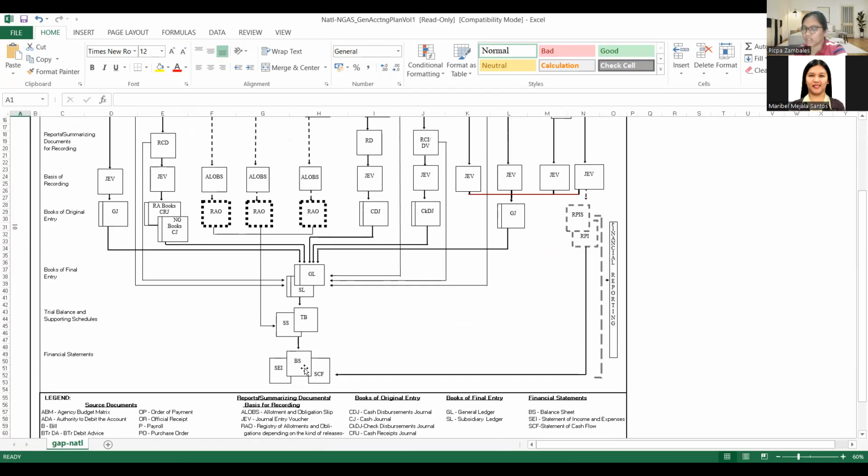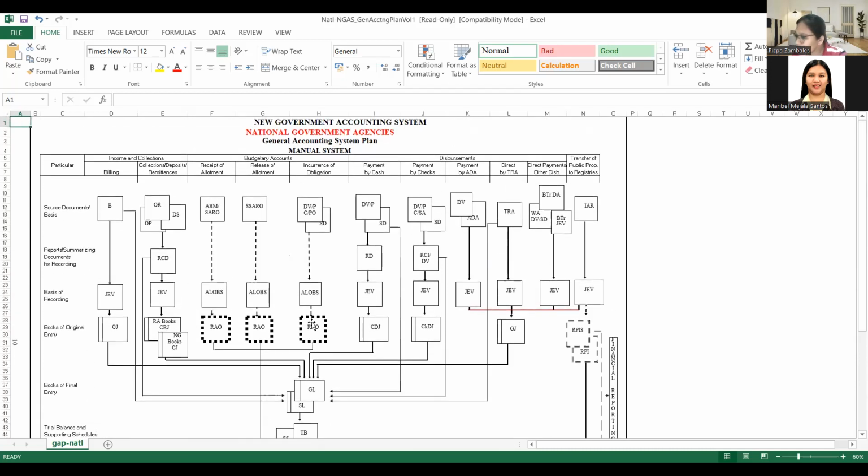The balance sheet, the cash flow, expenditures and income. So yan, that's the National Government Agency's General Accounting System Plan. Mahirap ba o madali? Madali lang yan. Akala mo lang sa umpisa mahirap.